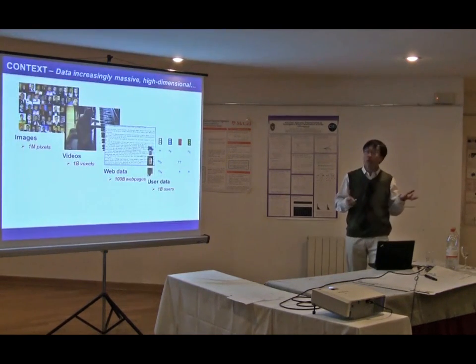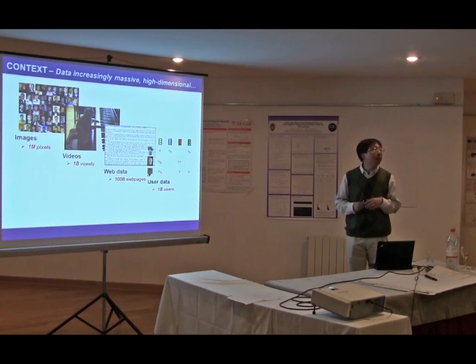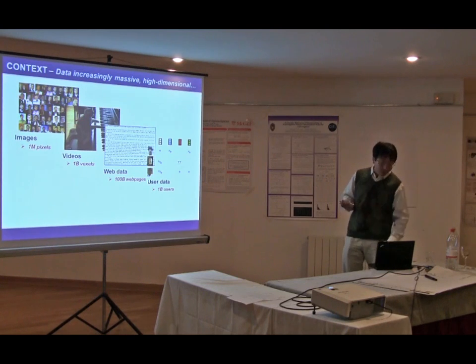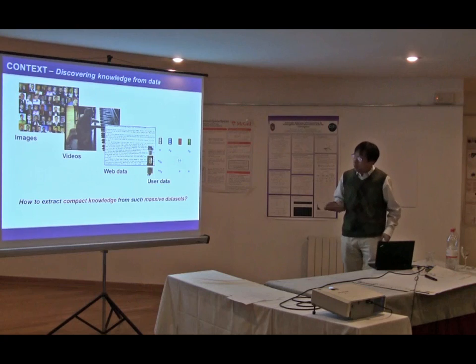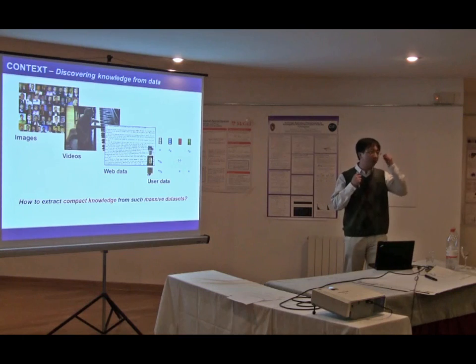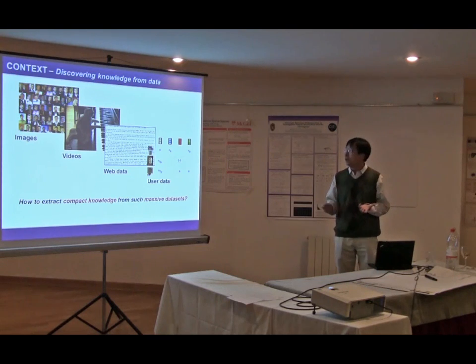So I don't have to re-emphasize why we're interested in sparse and low-rank techniques, because these days we try to really make sense out of this massive high-dimensional data. We try to extract compact knowledge from such massive data. Why? Because our brain only processes a few bits per second. We need a very, very compact representation of what's in the data for us to make good decisions.